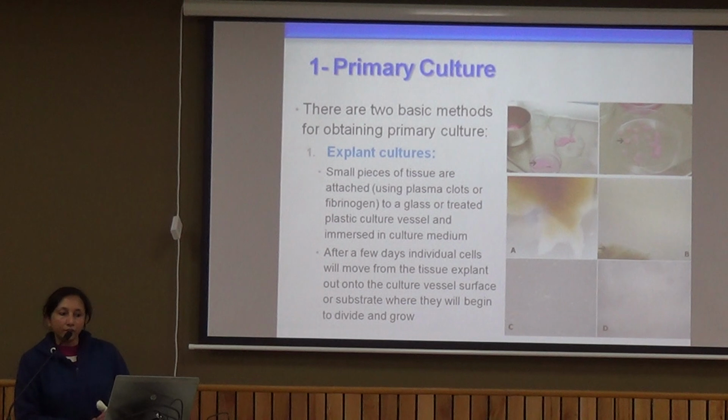The primary culture, we have two basic methods to obtain. First is explant culture. Small pieces of tissues are attached using plasma clots or fibrinogen to a glass or treated plastic culture vessel and then immersed in the culture medium. Then, after a few days, the individual cells will move from the tissue explant out into the culture vessel surface or substrate where they will begin to divide and grow.